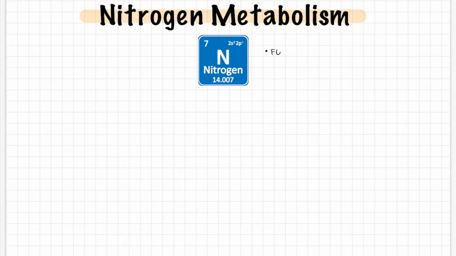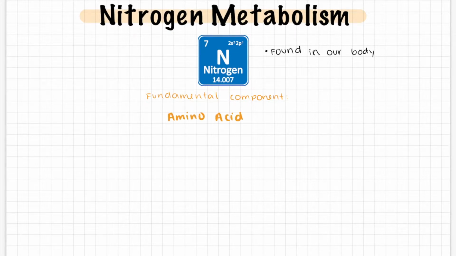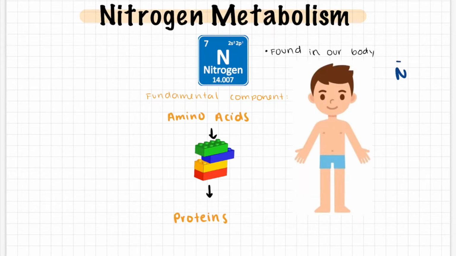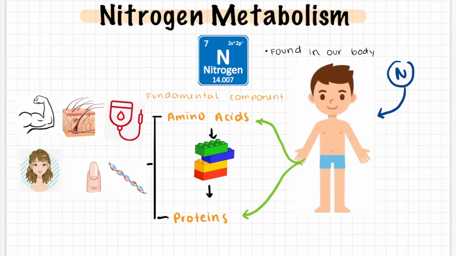Now, let's get started. Nitrogen, as we all know, is an element found in our body. But did you know how important it is for us to survive? This element is a fundamental component of amino acids, which are the molecular building blocks of proteins. The human body needs nitrogen to make proteins and amino acids. We can find these structures in muscles, skin, blood, hair, nails, and DNA.